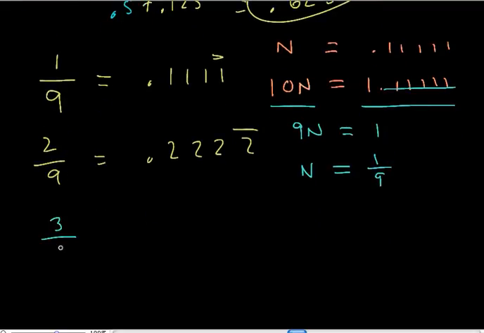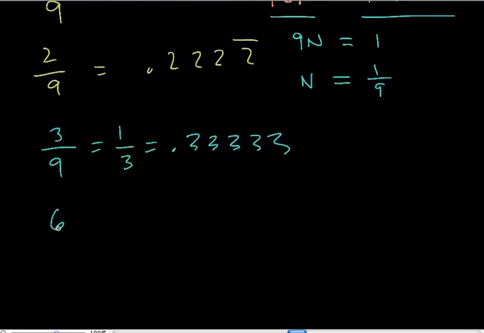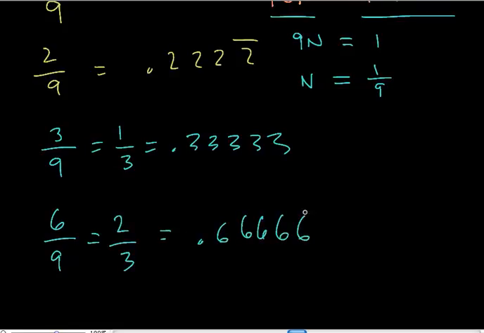So then 3/9 is also 1/3, which if I use this trick is 0.33333. Okay? So then what's 6/9? Now this was on the study guide, which was 2/3, right? Well, 6/9 is 0.66666. So you can look at it that way.